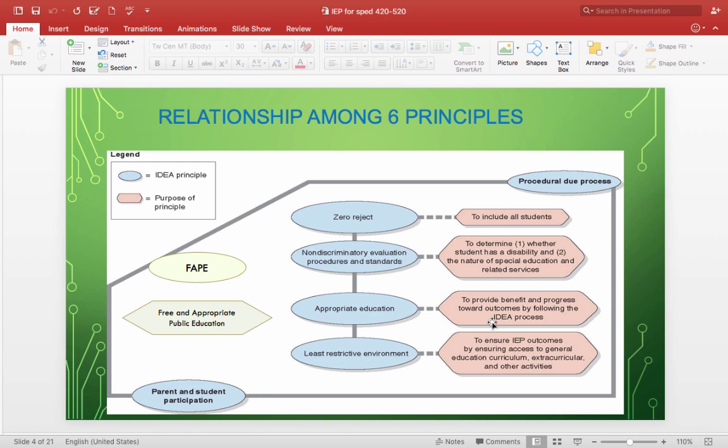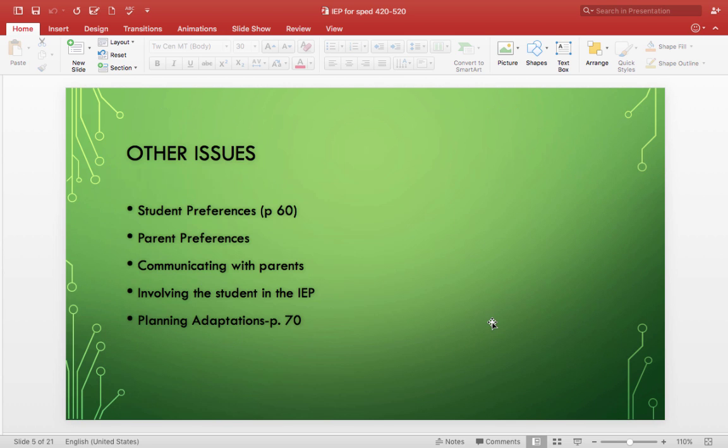This is almost always in the best interest of the child. So we have to remember that our feelings need to be set aside, even if we feel that we aren't being understood. We have to realize that the parent and the student really need to be able to participate. And so this is why we have these 6 principles.